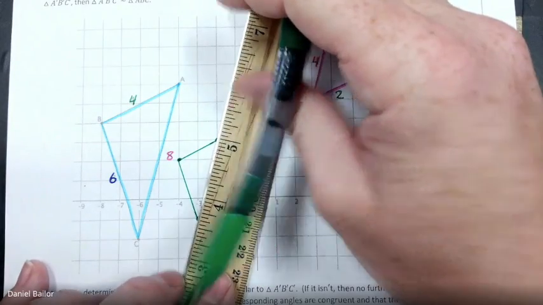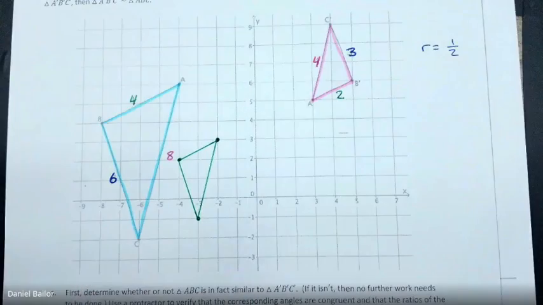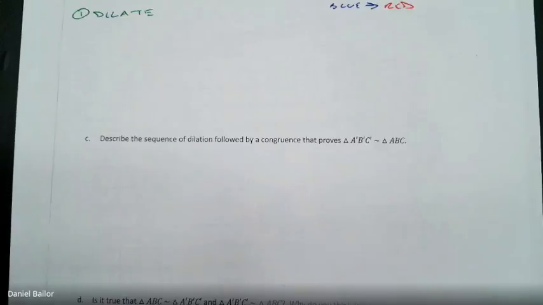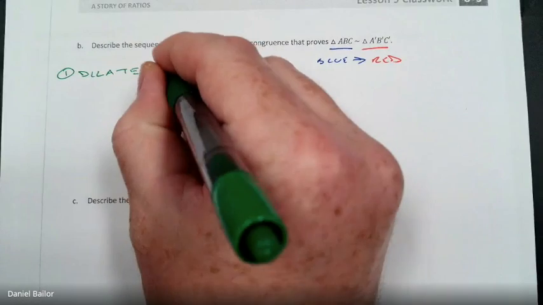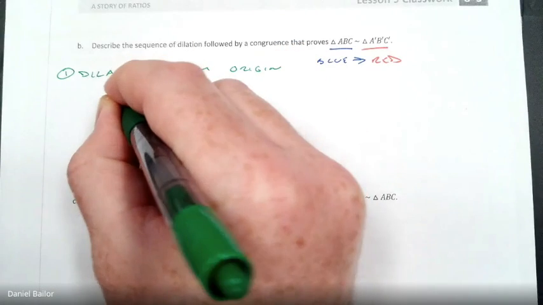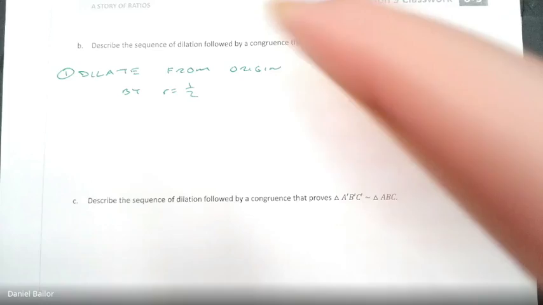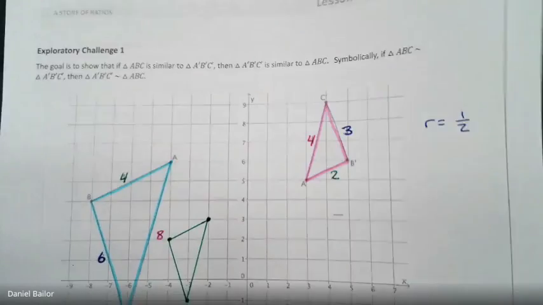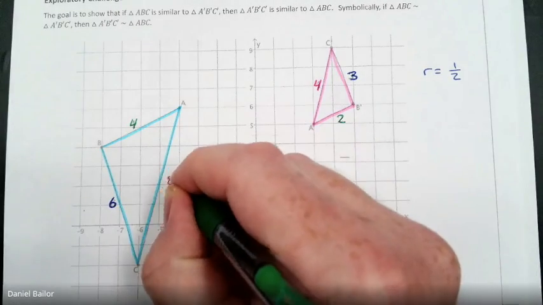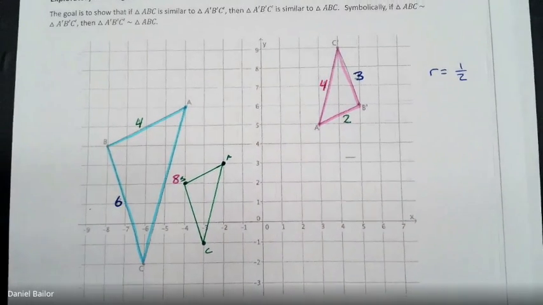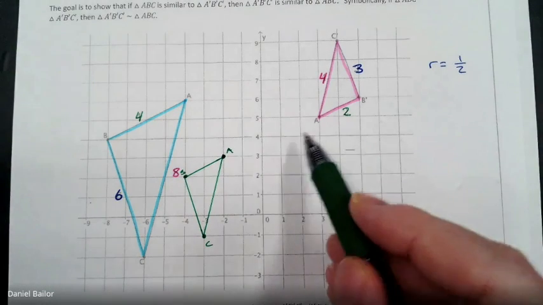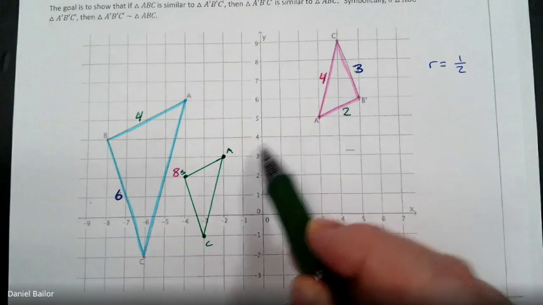So that was step 1. Step 1, you dilate from origin by r equals 1/2 to shrink it. First thing I did, I made it shrink. Now, let me label these letters so I know where they need to go, A, B, and C. I need to move it over here. I need to slide it over.